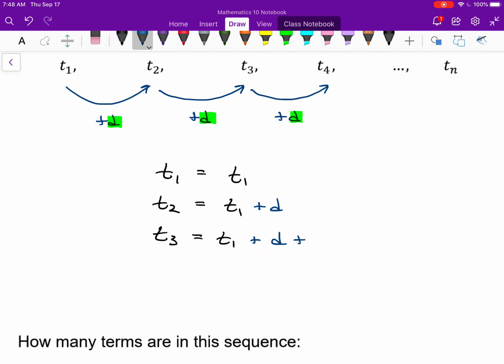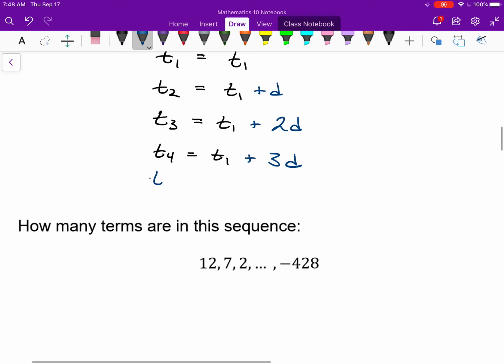So I could put d plus d, or that's 2d's. I'm going to go 2d, 2 times d. The fourth term is going to be the same as the first term plus the common difference 3 times. And you can literally see, to get to that fourth term, if I start the first term, I add d 3 times. And so I'll do one more like this, t5 equals t1 plus 4 of those.